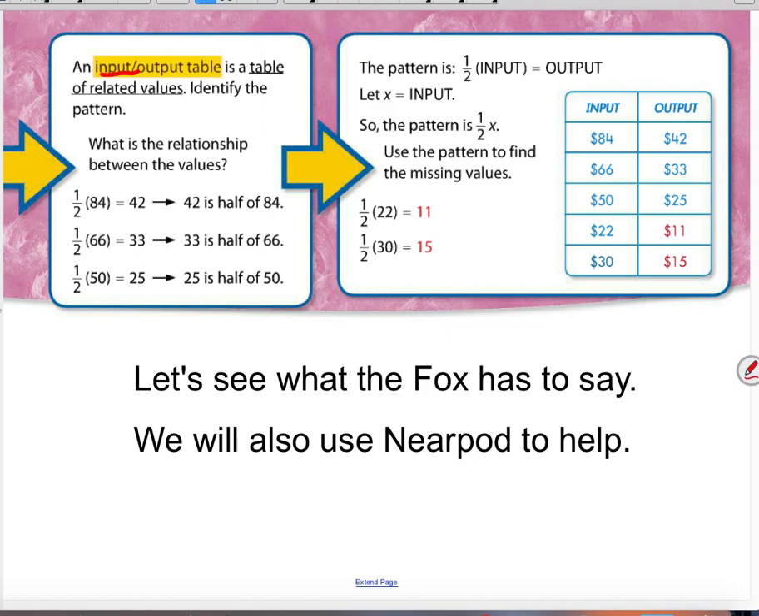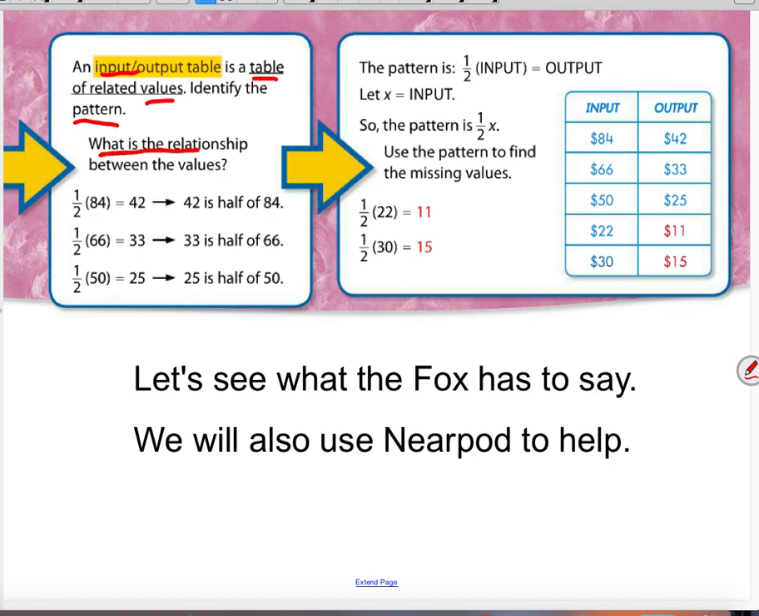An input-output table is a table that relates values. Again, this value relates to that value through an expression. Identify the pattern. Well, in this pattern, the easiest thing to identify is we have a number that decreases, a number that decreases. And if we look at it, we go from 84 to 42, 66 to 33, 50 to 25, 22 to 11, 30 to 15. And so once we get down here, it's like, oh yeah, 15 is half of 30. 25 is half of 50. Now I see a pattern.